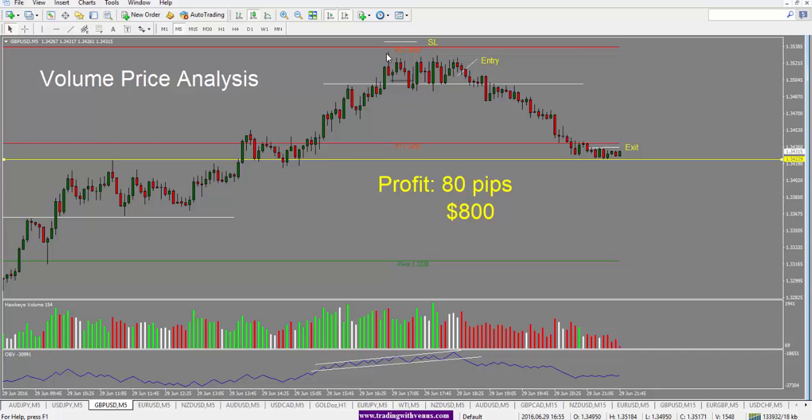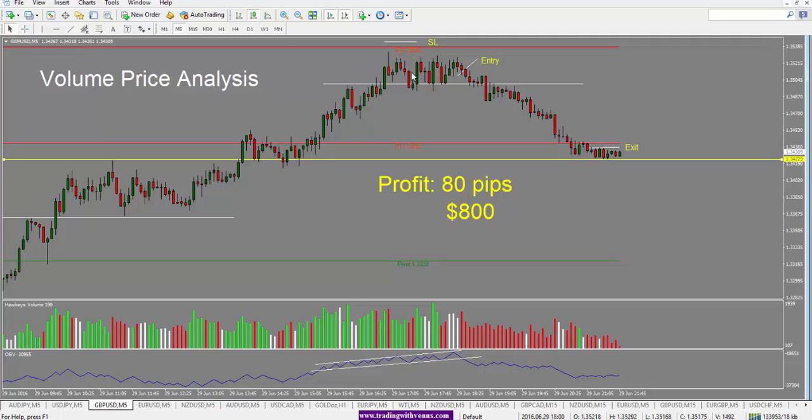So here we have our R2 level. So that's one of the things I was looking at. The price was going up and finally it got really close to R2 and we got a nice pin here. And then price just started to trade sideways. And today I would like to talk about using volume to find entries and exits in your trades.